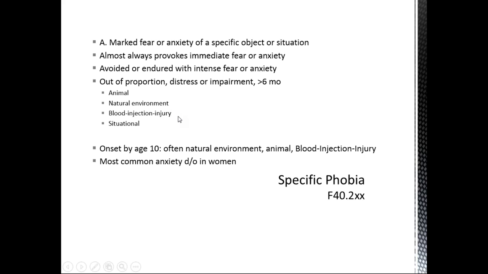And then situational, which is when you're talking about like being in a tight room, claustrophobia, being on an airplane, that people panic at those. This is often present by age 10. And the most common types are animal and blood injection injury. These are people who hate going to the doctor. They're scared to death. They're very upset in hospitals. They can't go in waiting rooms. And interestingly to me, and this comes from Sadek, this is the most common anxiety disorder in women, specific phobia. I personally find that hard to believe, but that's what they say, so I'll go with it.